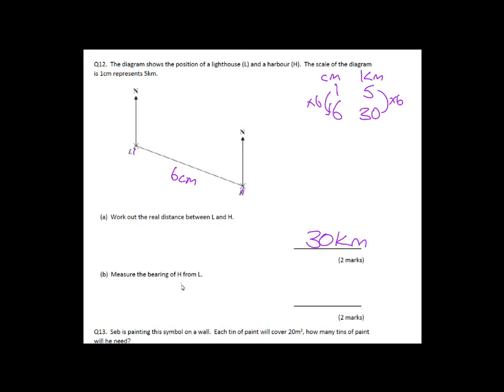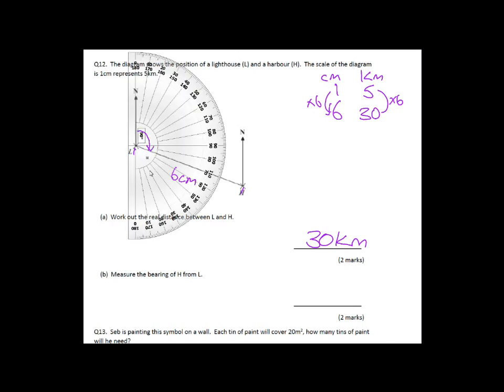Now for part B, we need to measure the bearing of H from L. So it's this angle here that we're needing to measure. So using our crosshairs at the centre of our reference at point L, we line up the 0 line with north and we measure around the outside scale around to where the bearing is. And we've got 110 going down to H. So our bearing on the answer line, 110 degrees, and that's worth 2 marks.